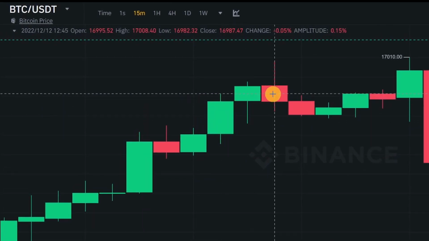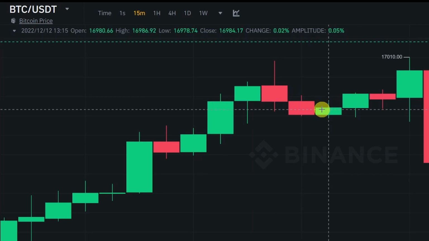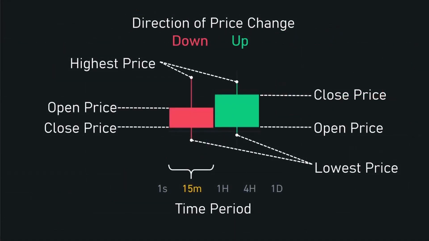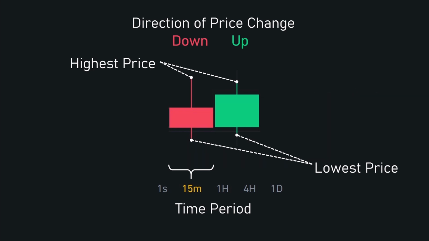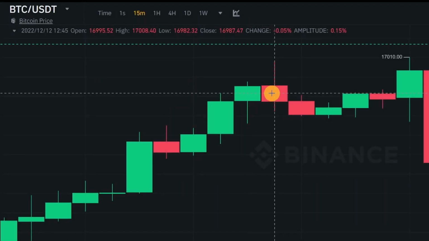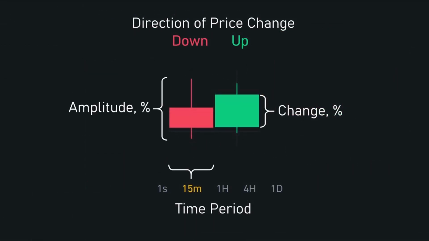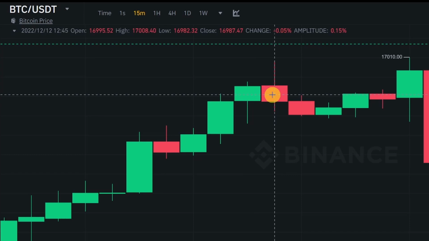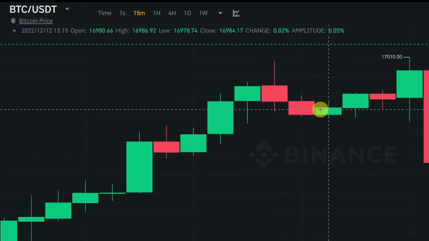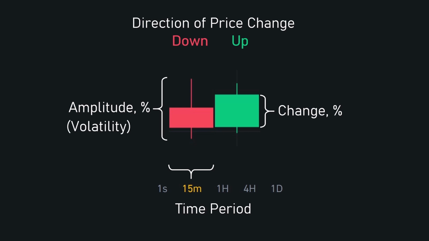is given in numeric values above the graph, along with some additional percentage values. So the change is the percentage difference between the open and close. In other words, it gives you the size of the candle body. It can be either a negative number or a positive number. The amplitude here is the percentage difference between the lowest and the highest prices achieved. It is always a positive number and gives you an idea of asset volatility within the period. Volatility and its relation to trading opportunities is a whole other topic, and we'll discuss it quite a bit later.